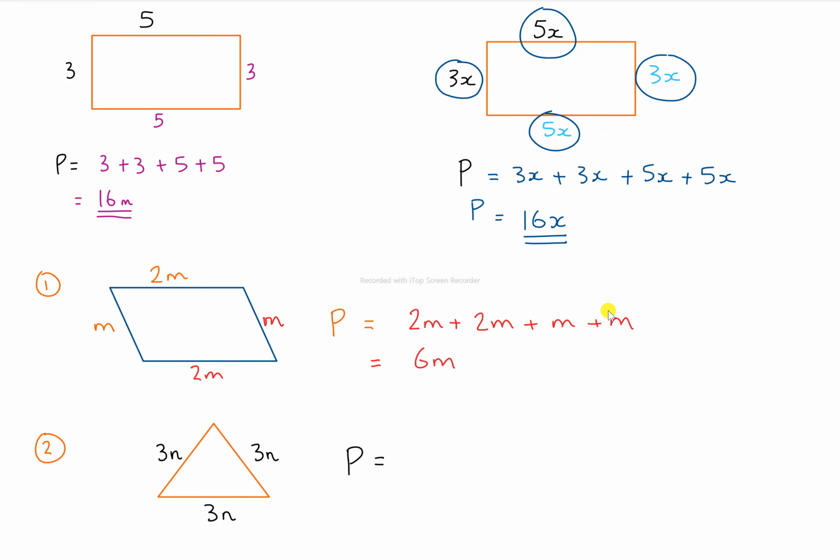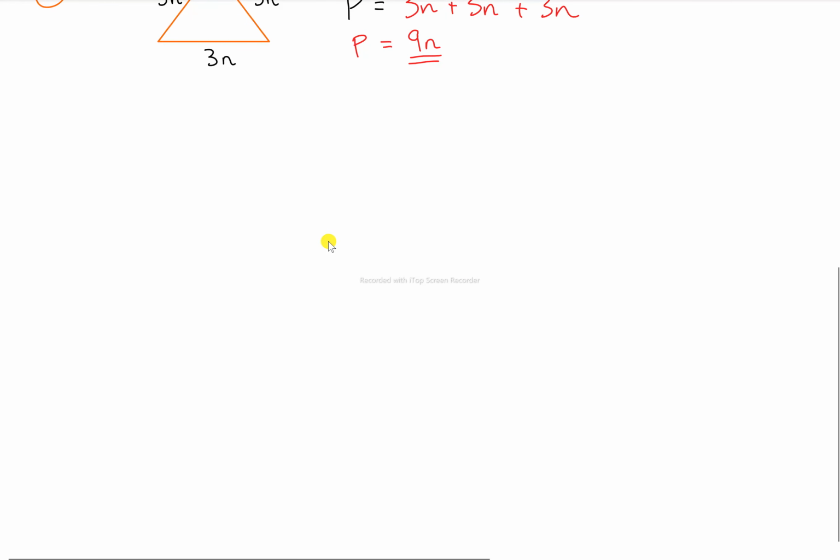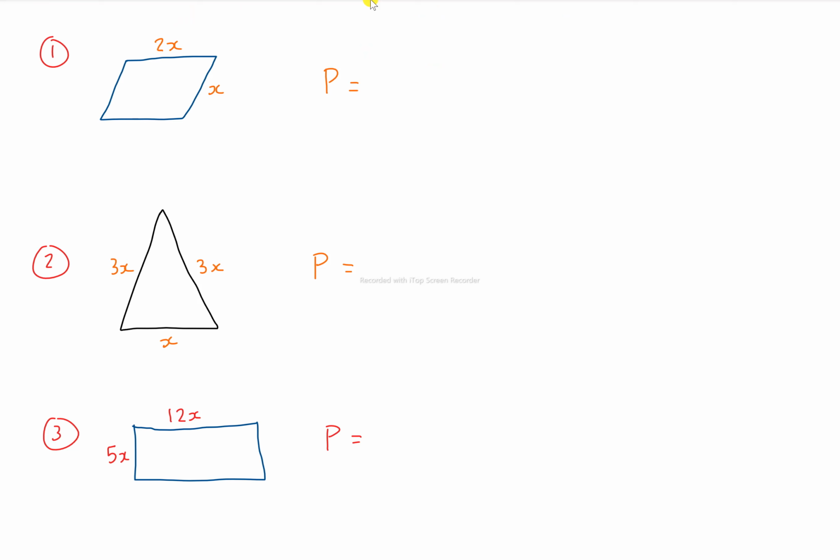Right. Now we're looking at this. 3n, so let's form the equation. 3n plus another 3n plus another 3n. Because they're all type n, we've got 3 plus 3 plus 3, which is going to be 9 lots of n, 9n. So the perimeter is 9n. Right. Let's leave you with some questions. Right, you give these three a bash. Pause the video and I'll talk through the answers in a bit.